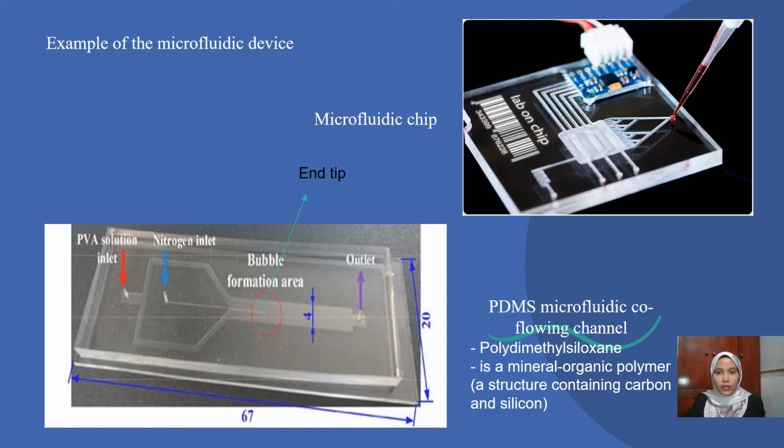The continuous phase will flow and pinch off the oil phase into droplet form when it meets at the end of the dispersed phase.